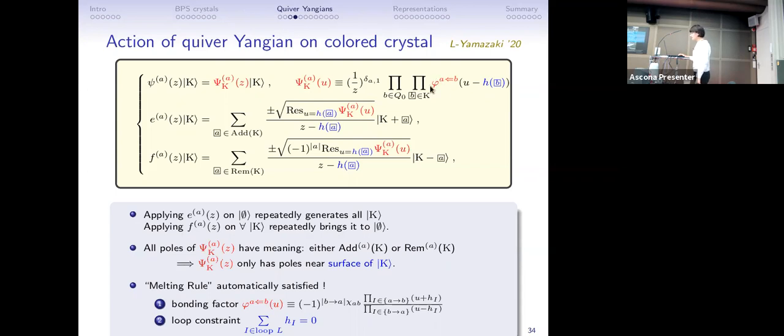So this is the ansatz. We haven't fixed this bonding factor. Once we write down this ansatz, the only thing to fix is the bonding factor. We fix it in such a way that these three criteria are satisfied. It's actually very easy to guess what it is. What fits the bill is this: for each arrow from B to A, we get a factor in the denominator, and for each arrow from A back to B, we get a factor in the numerator. And we also need this loop constraint.